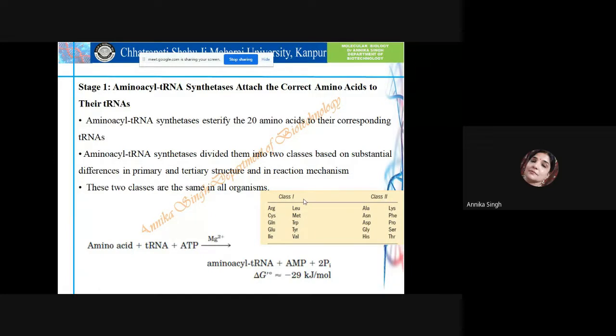कहीं कोई दिक्कत हो अभी तक तो बताइएगा। This actually overall the protein synthesis, it is taking place in the cytosol, and amino acyl transfer RNA synthetases, they esterify the 20 amino acids to their corresponding transfer RNA. And each enzyme is specific, as I have told you, each enzyme is specific for one amino acid and one or more corresponding transfer RNA.